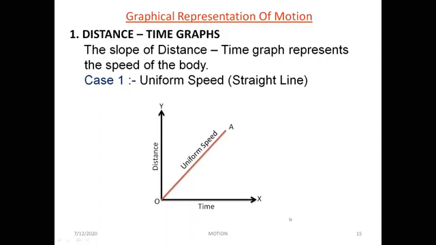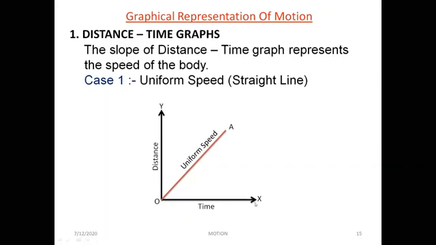Now let us see different graphical representation of motion. The very first is distance time graph. The slope of the distance time graph represents the speed of the body. Slope means this one, OA is the slope, and it represents the speed of the body. And in the case of uniform speed, what happens, it is a straight line in a graph. अगर हम लोगों का जो body है equal distance cover कर रहा है in equal time interval, then the distance time graph will give a straight line, and that straight line will represent the speed of the body.